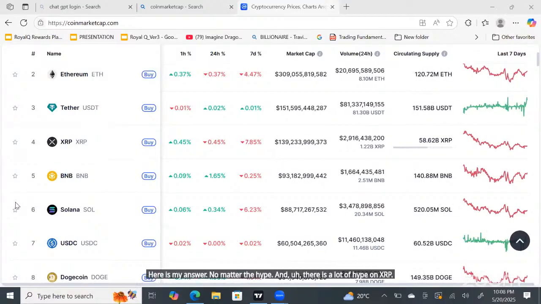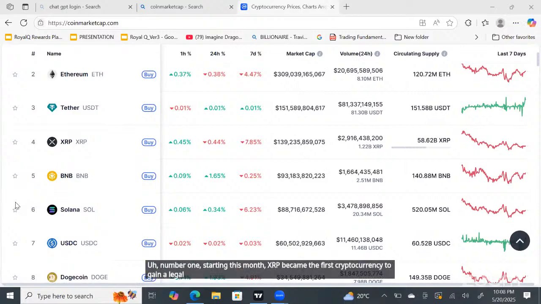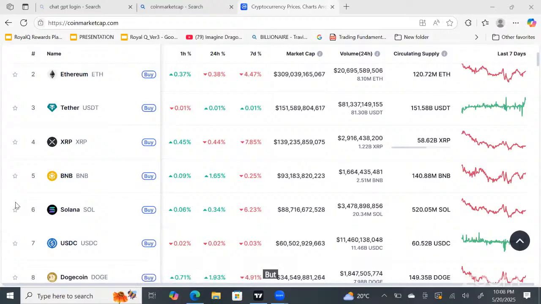Number one, starting this month, XRP became the first cryptocurrency to gain a legal tender in Dubai. But look at this, guys. The price of XRP is around 2.3.